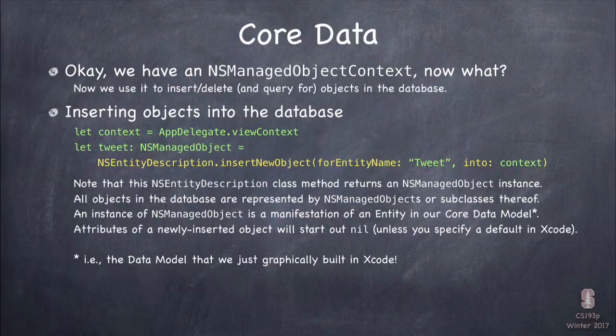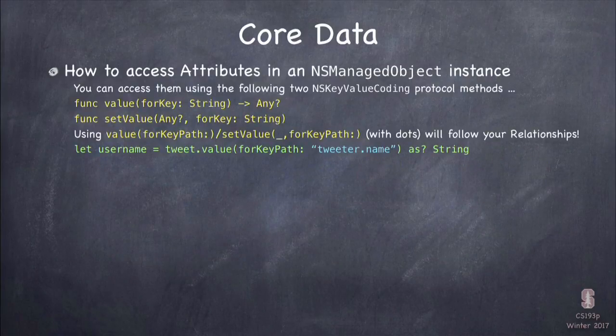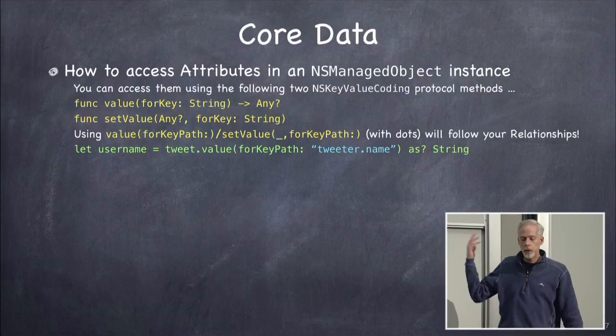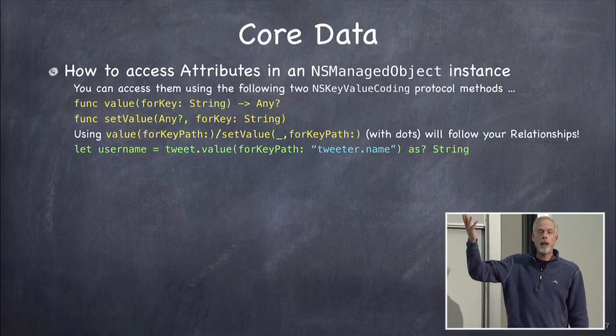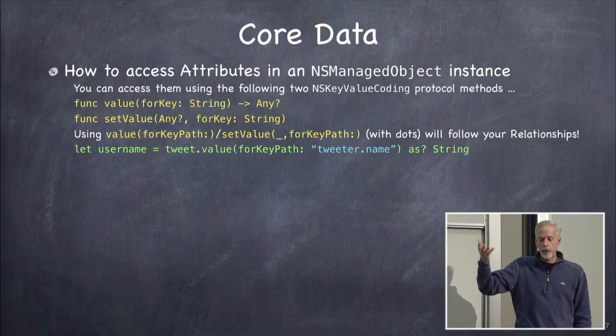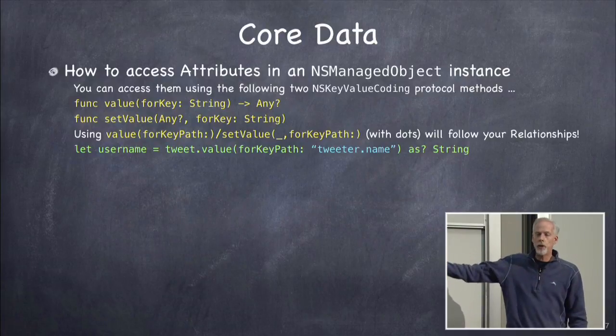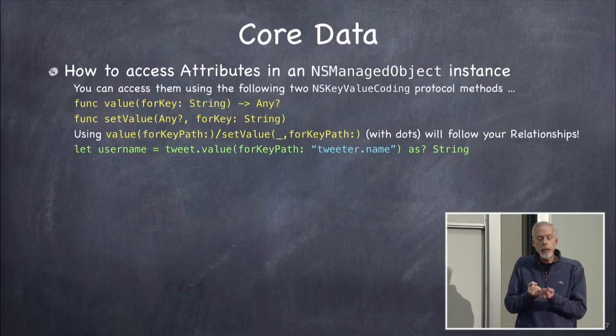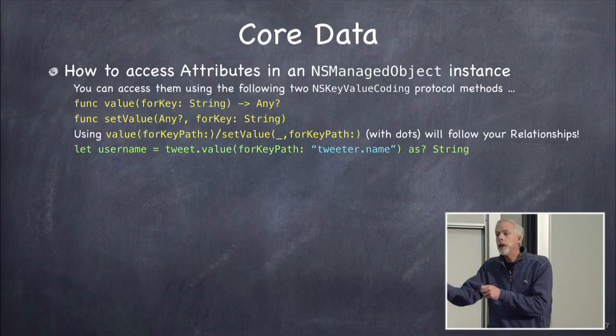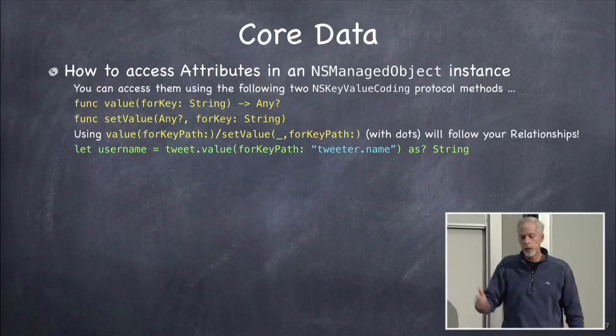So that's great. I can now create one. And now I need to set those vars to have some value. I need to set the text of the tweet and things like that. And I told you I'm going to do this with value(forKey:) and setValue(_:forKey:). So for example, I wanted to set let's say the text. I could just say tweet.setValue(forKey: "text") to be a string. Okay. And you can do dot notation here with value(forKeyPath:). That's what I'm showing in green right there. If you had a tweet, you could actually set the tweeter's name using this dot notation, setValue(forKeyPath: "tweeter.name"), and it would go through the tweeter relationship, which is kind of fun.